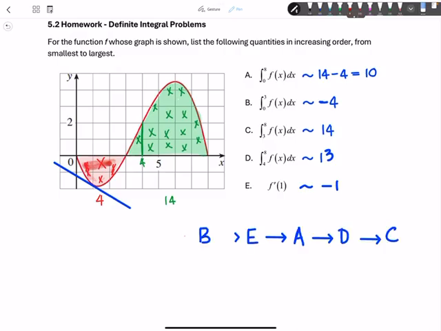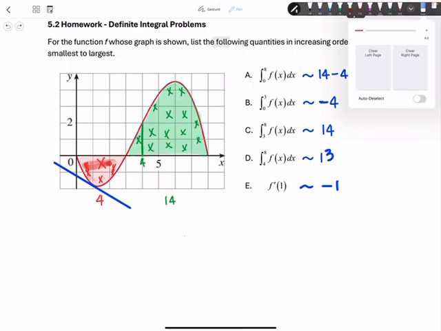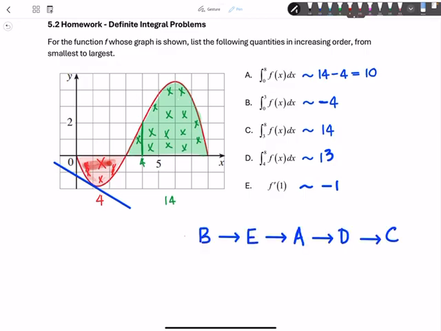is going to be B. Next value up is going to be E, -1. Then we will have A, which is 10. Then D, which is 13. And then C, which is 14. All right. Hope these hints help.